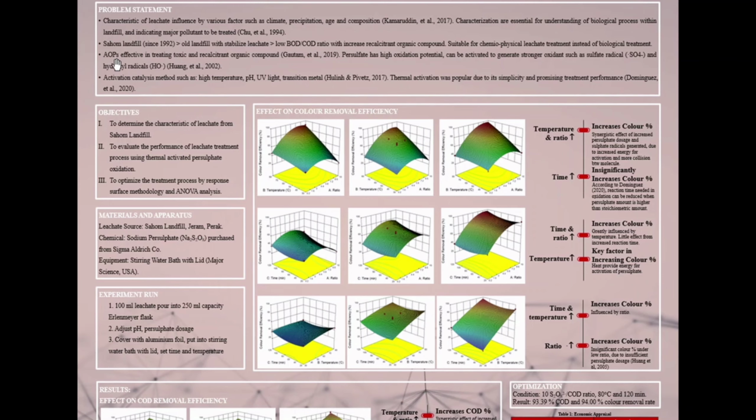Advanced oxidation process, which is one of the chemophysical leachate treatments, is effective in treating toxic and recalcitrant organic compounds. Persulfate, which is one of the oxidants, has high oxidation potential and can be activated to further generate even stronger oxidants such as sulfate radicals and hydroxyl radicals. Activation methods include high temperature, pH, UV light, or transition metals. Thermal activation is popular due to its simplicity and promising treatment performance.